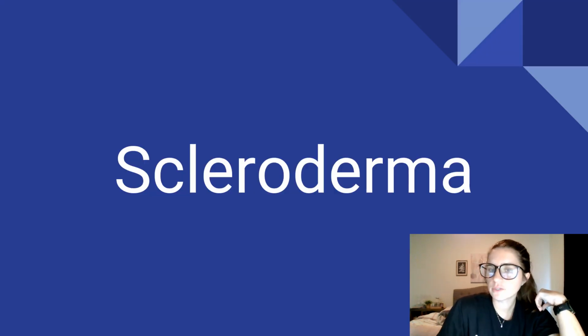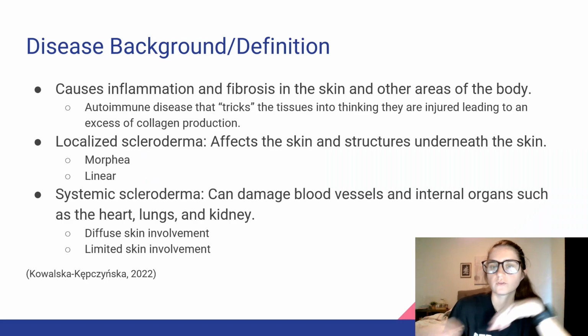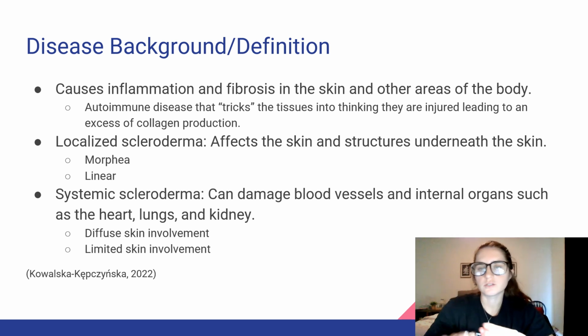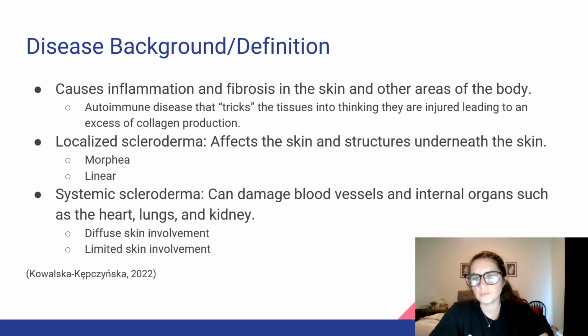And now we'll be talking about scleroderma. So some disease background and the definition of scleroderma. Scleroderma causes inflammation and fibrosis in the skin and also in other areas of the body. It's an autoimmune disease that tricks the tissues into thinking that they're injured, which leads to an excess of collagen production.